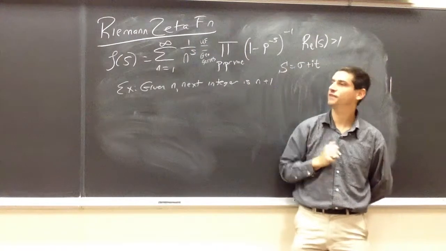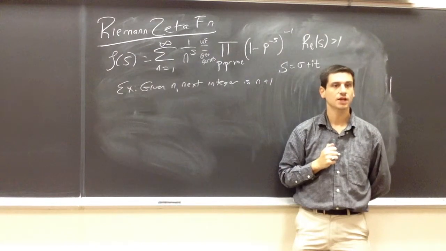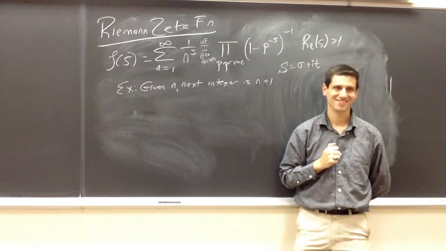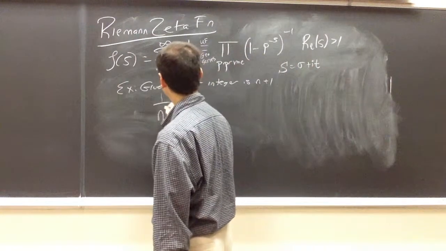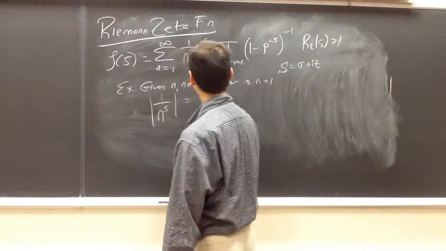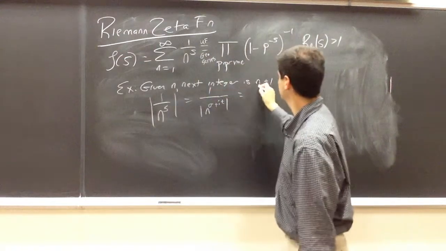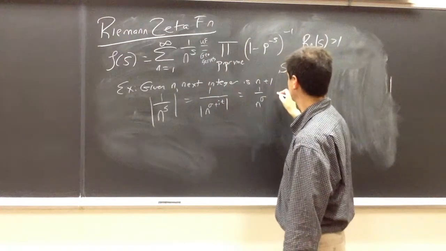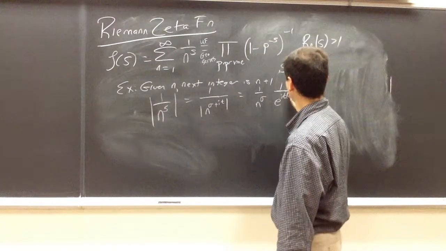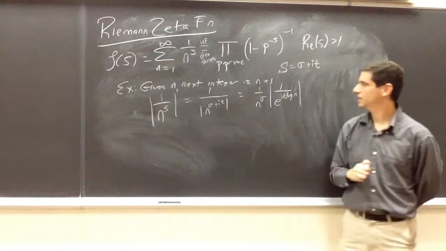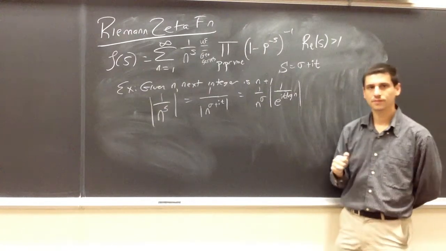Why do you think we need the real part of s to be greater than 1? Well, it may diverge. So if I give you 1 over n to the s in absolute value, this is 1 over the absolute value of n to the sigma plus it. This is 1 over n to the sigma, and then this is 1 over e to the it log n. What's the absolute value of e to the it log n? 1.